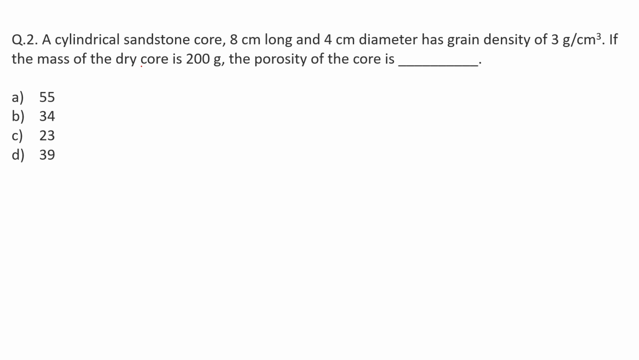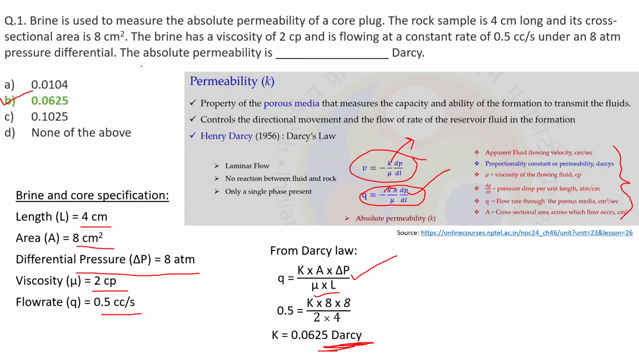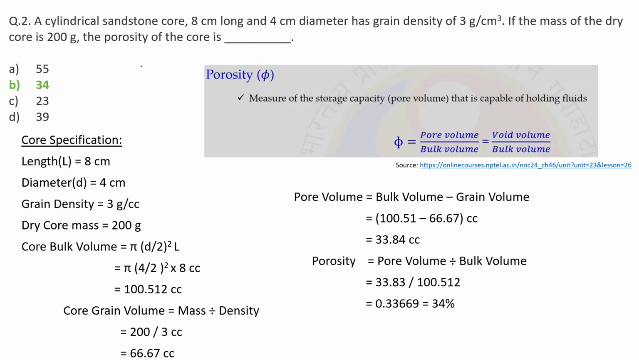So here we have to find out the porosity. Previously it was permeability, now they are talking about porosity. Porosity is a measure of the storage capacity that is capable of holding the fluid. Permeability talks about the flow through the pores, and porosity talks about the volume of the pores inside the reservoir. So porosity can be measured as the pore volume divided by the bulk volume, which is also equal to the void volume divided by the bulk volume.